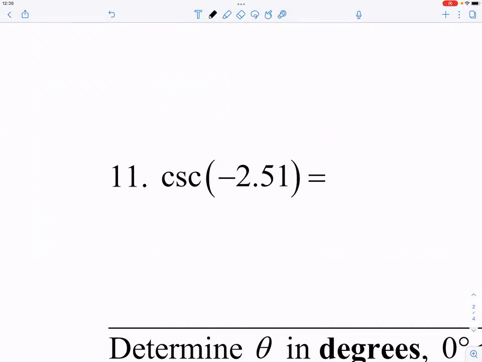It is an angle. How do you know it's an angle? It represents theta because this is a regular trig function. We say sine theta, cosine theta, tangent theta. So what do you put into a regular trig function? An angle.